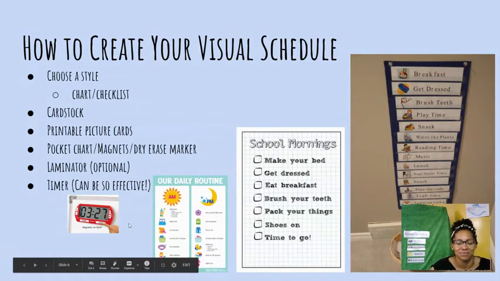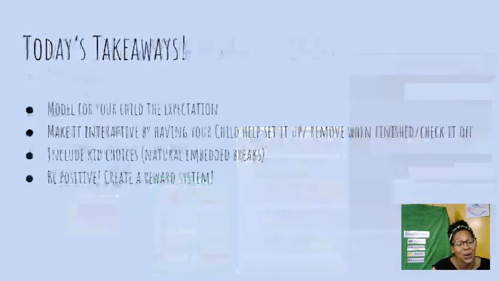Okay, so today's takeaways. Model for your child the expectation. Walk through this visual schedule with them. Do it a couple of times till they kind of get the hang of it. Make it interactive by having your child help set up. Then they can remove them when they're finished, or again, they can check it off.